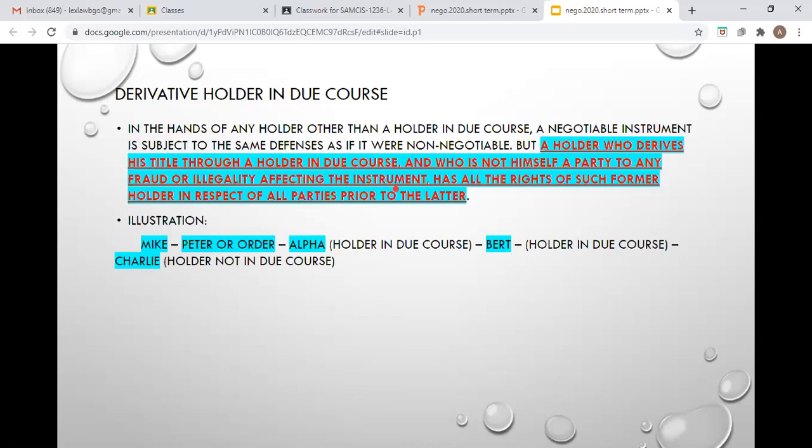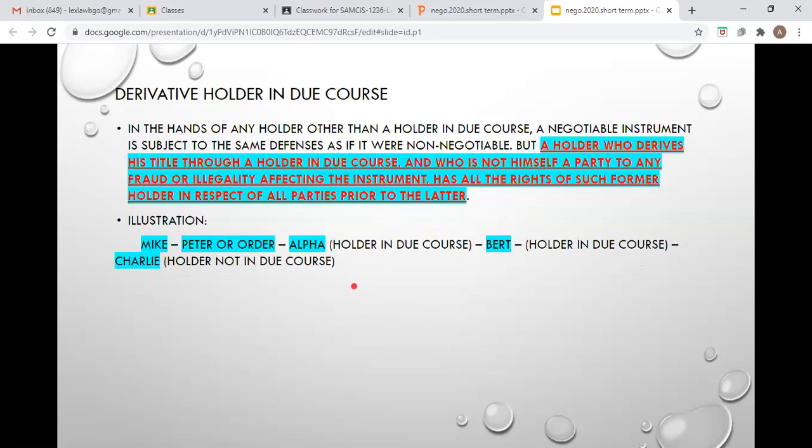Okay, so to illustrate, Mike to Peter or order, and then Peter negotiated that to Alpha. Alpha here is a holder in due course. Then Alpha negotiated that again to Bert, who is again a holder in due course. And then Bert negotiated that to Charlie, who is now a holder not in due course. So, technically, Alpha and Bert, they will have 5 rights because they are holders in due course. And Charlie, being a holder not in due course, technically, he will only be allowed to exercise 2 rights, the right to sue and then the right to receive payment, correct?